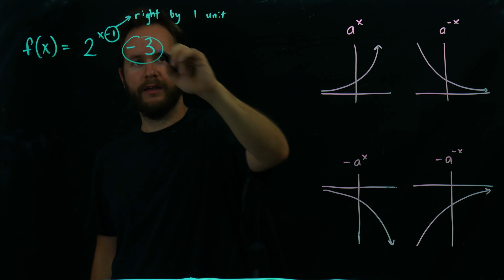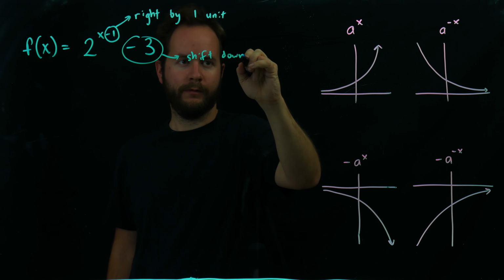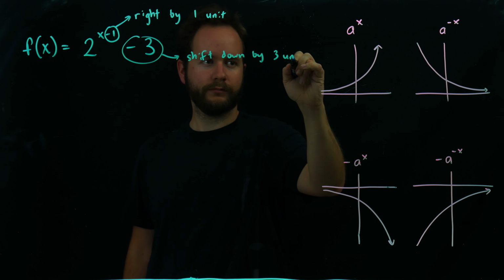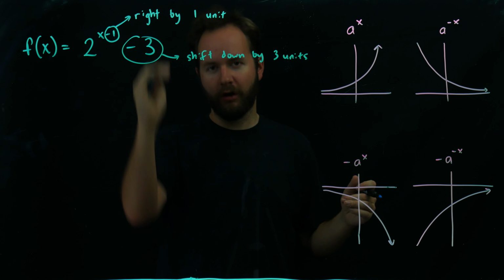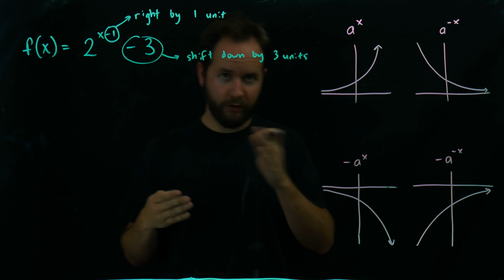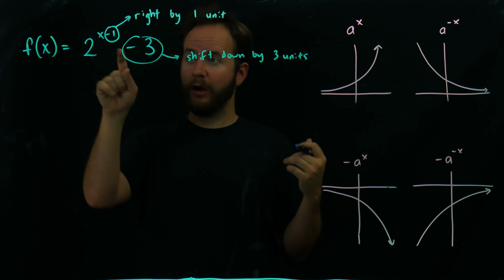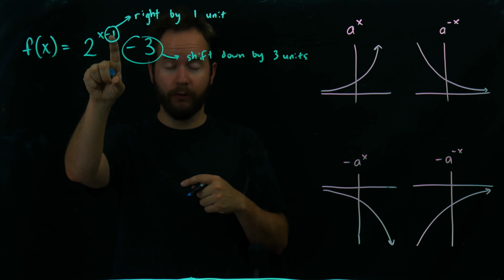And this is a shift down by 3 units. So numbers that occur off the exponent, that is off to the side, cause a vertical shift, whereas numbers that are tucked in with the x inside the exponent cause a rightward or leftward shift. Bear in mind that you might think that a negative would go left, but it turns out the negative up here goes to the right.